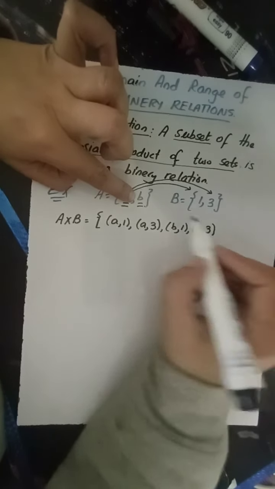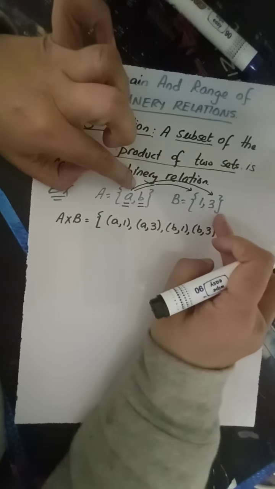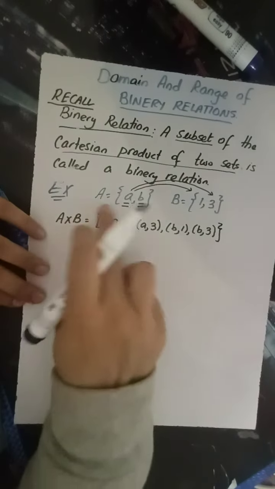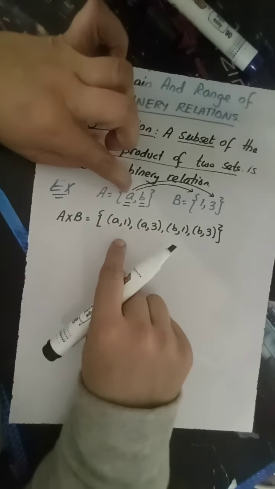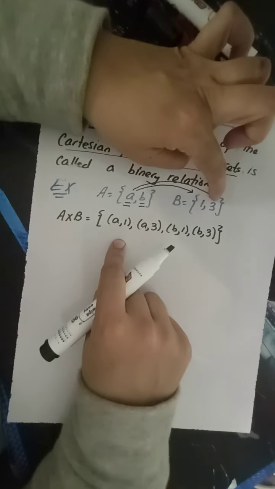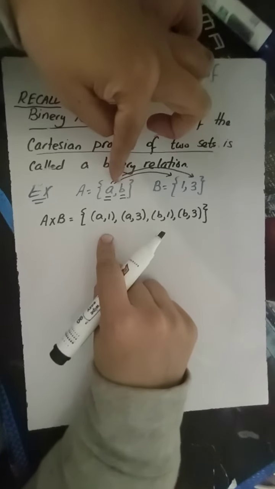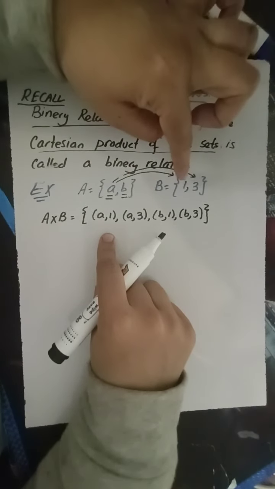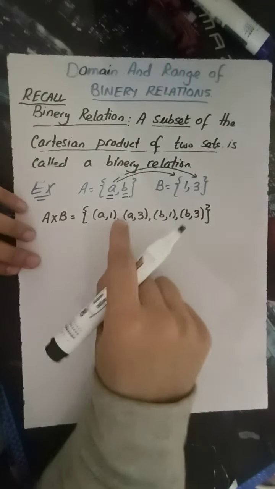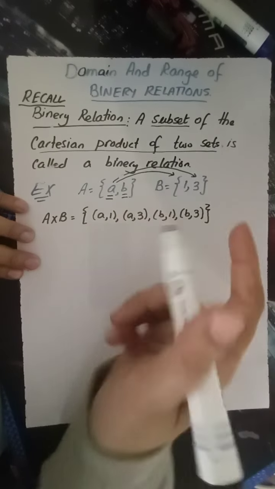Then again I'm going to pick b and then make its ordered pair with the second element of the set B. Okay, and you continue this process until you are done with all the elements of set A and all the elements of set B. And this is the Cartesian product of A and B. So you are picking the first element of A and making the ordered pairs with each and every element of set B. Then you are taking the second element of set A and making the ordered pairs with all the elements of set B. Okay, so you continue this process until you are done with all the elements of the set A.